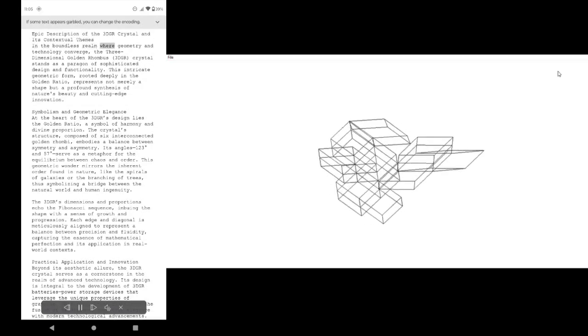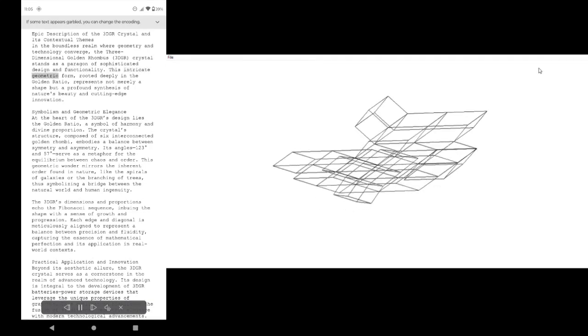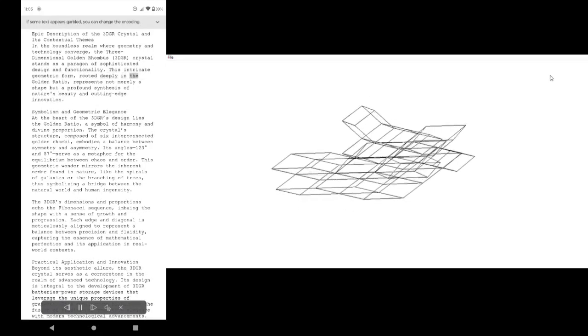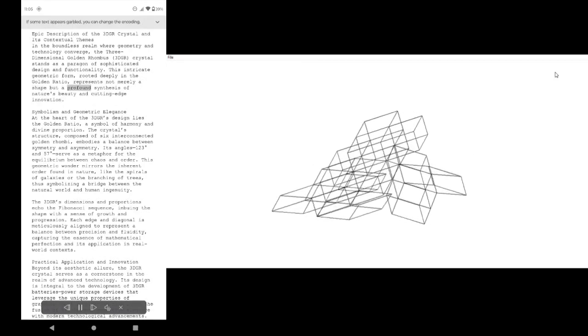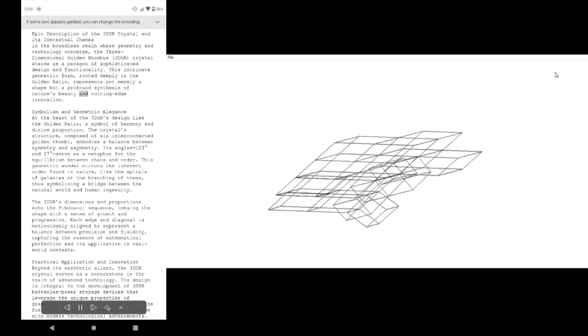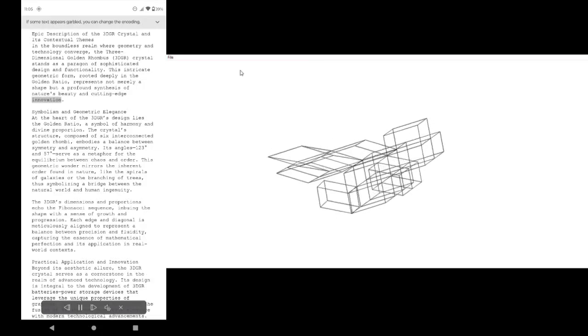In the boundless realm where geometry and technology converge, the three-dimensional golden rhombus, 3D jar, crystal stands as a paragon of sophisticated design and functionality. This intricate geometric form, rooted deeply in the golden ratio, represents not merely a shape, but a profound synthesis of nature's beauty and cutting-edge innovation.